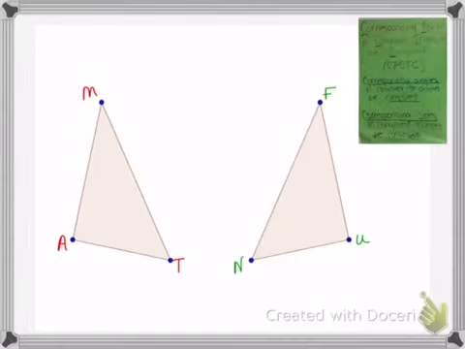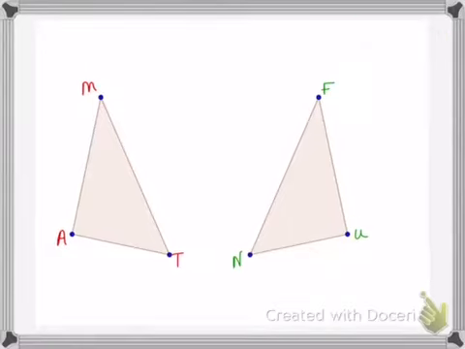Now, identify the corresponding congruent parts. Name the corresponding angles. Now, name the corresponding congruent sides. Last, you should be able to write the congruent statement for the congruent triangles. Be sure to match the congruent angles.